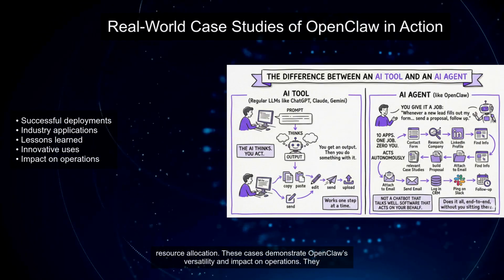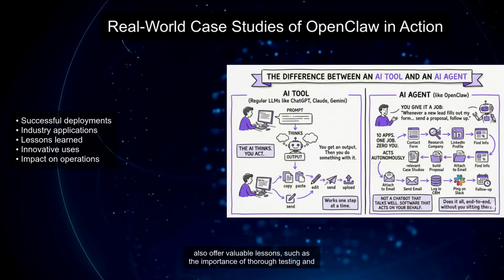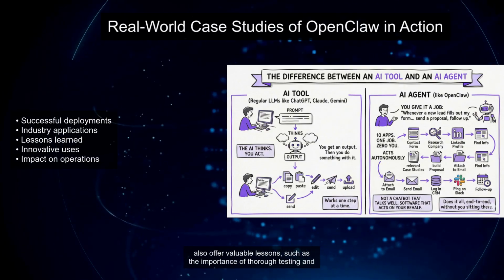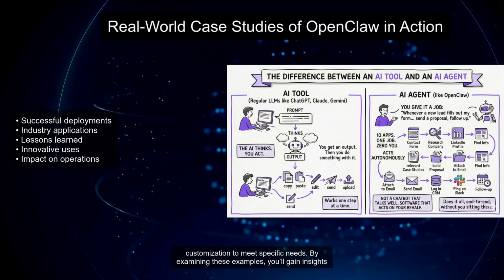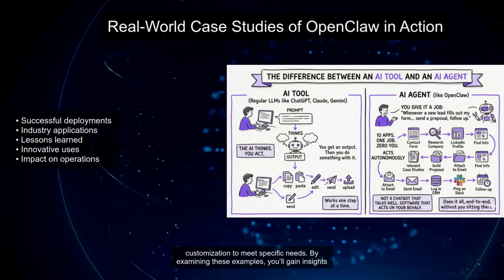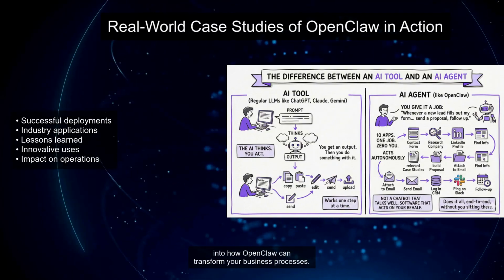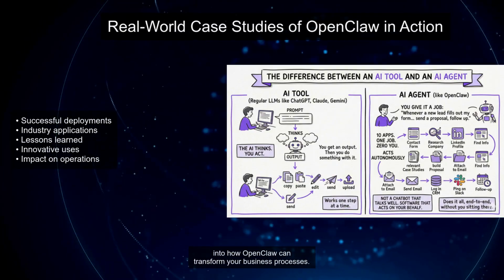These cases demonstrate OpenClaw's versatility and impact on operations. They also offer valuable lessons, such as the importance of thorough testing and customization to meet specific needs. By examining these examples, you'll gain insights into how OpenClaw can transform your business processes.